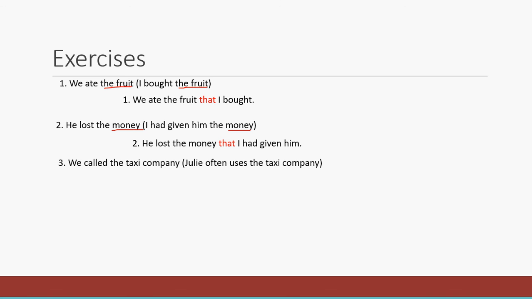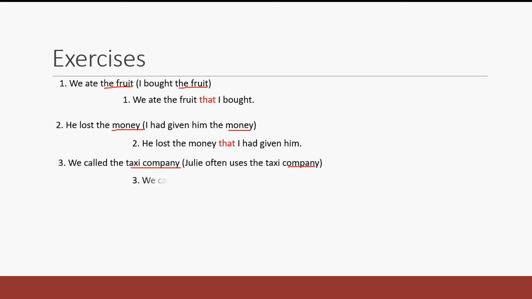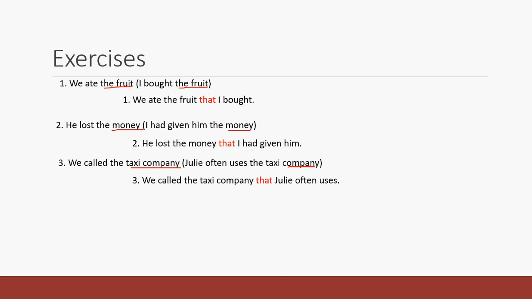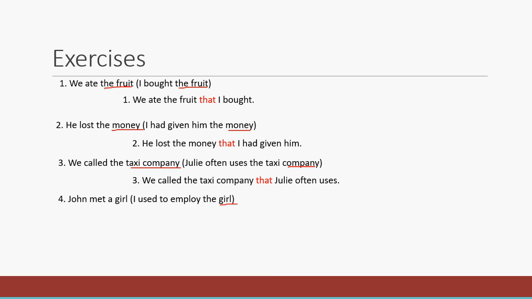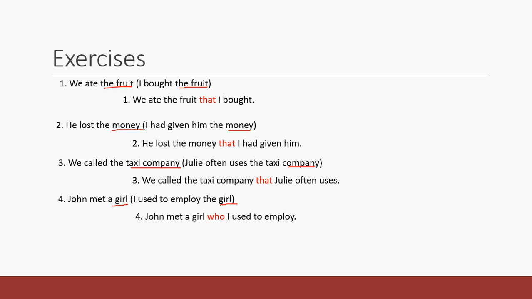Number 3. We call the taxi company. Julie often uses the taxi company. Again, we're repeating taxi company. We call the taxi company that Julie often uses, or we call the taxi company Julie often uses. John met a girl. I used to employ the girl. Repeating girl. And now we have John met a girl who I used to employ.